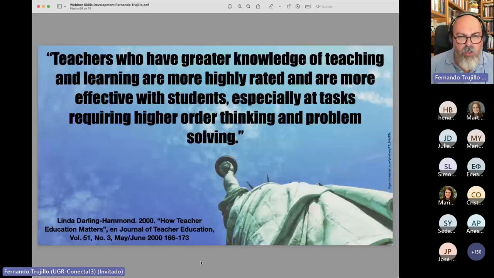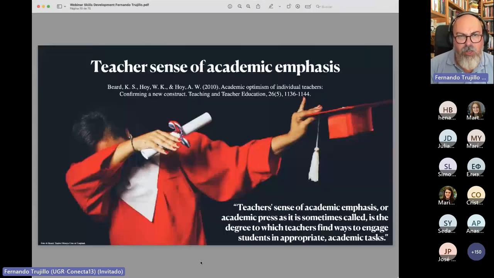And also, when teachers have great knowledge of teaching and learning, then they are also more appreciated and they are more effective in their teaching task. This is a quotation by Linda Darling-Hammond, the North American expert on education. Teachers with greater knowledge of teaching and learning.